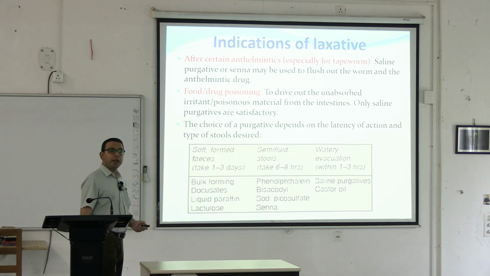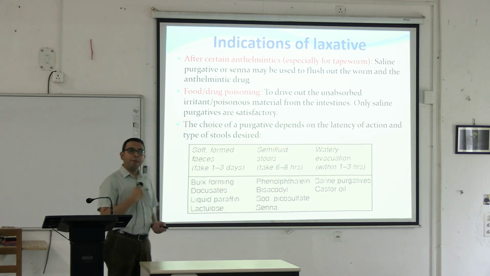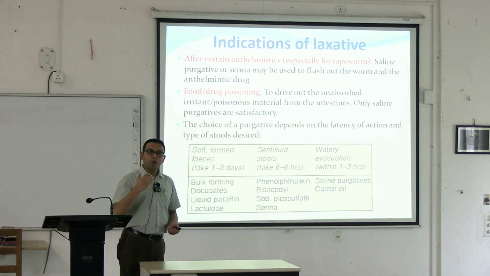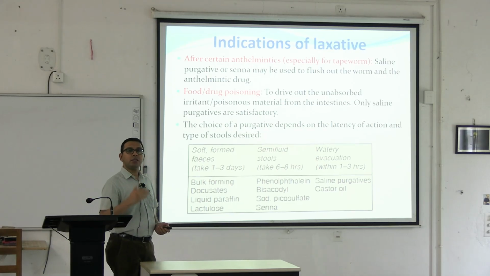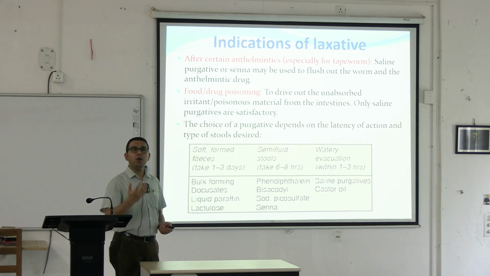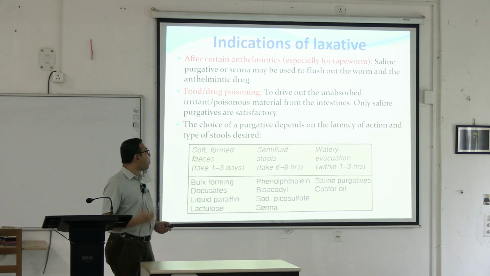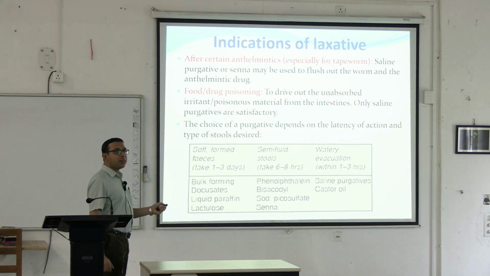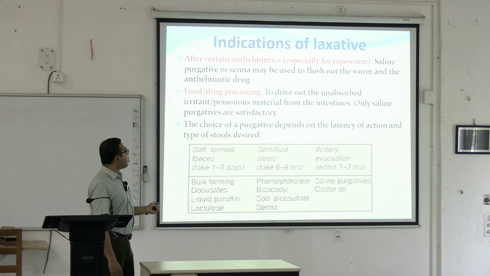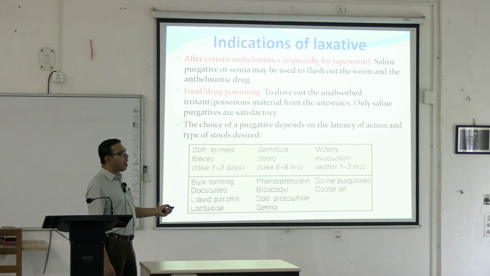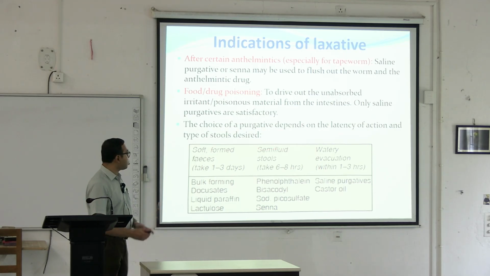In food or drug poisoning, if the poison is already present within the gut, we have to get rid of these poisons as soon as possible. So we can use some catharsis, some purgation, and usually the saline purgatives are used. The choice of the purgative depends on the latency of the action and the type of the stools.